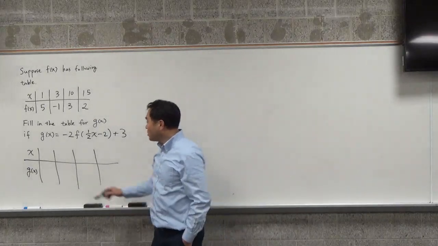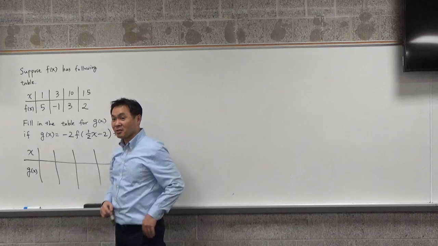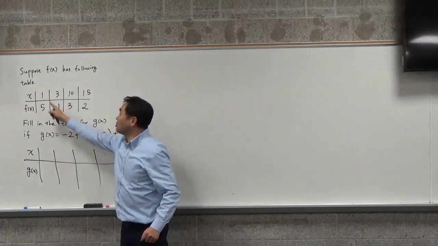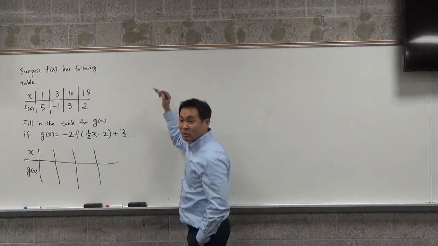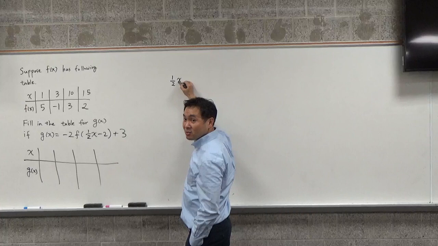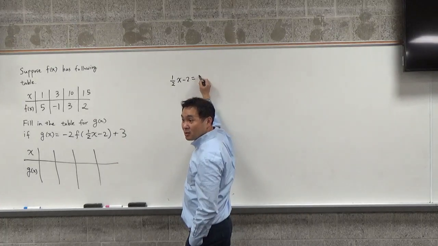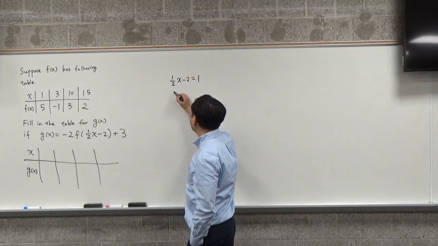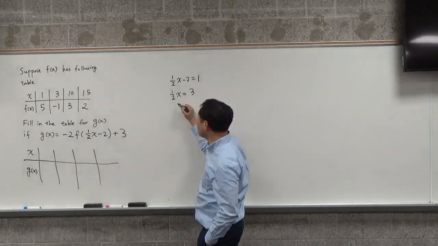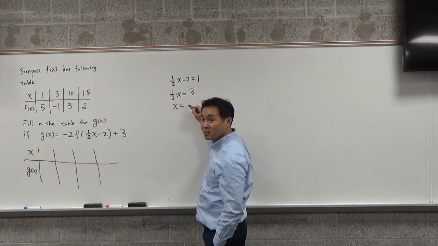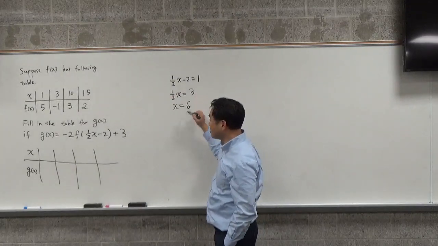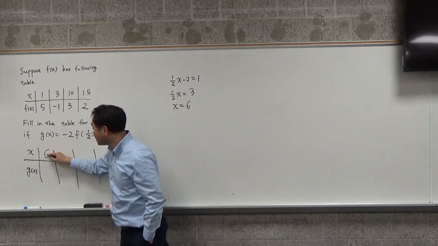All right, so how do I know what to put here? I want this thing inside the f to be 1, right? So I want the 1/2 x minus 2 to be equal to 1. And that gives you 1/2 x equals 3. So that x is? No, you multiply by 2 both sides, you get 6. So 6 goes in here.